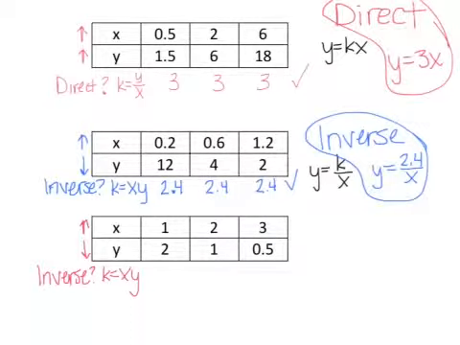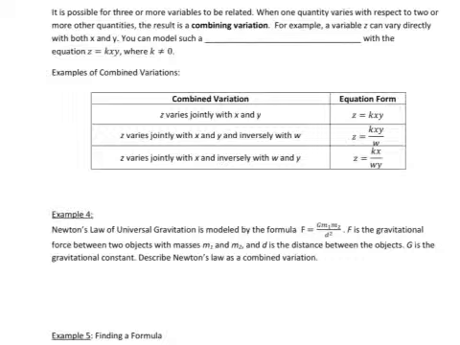All right. For this next part, I'm actually going to skip the little first paragraph. It says, it is possible for 3 or more variables to be related. So all we were dealing with on the front was x and y. Now we're going to throw in a z and maybe a w and who knows what else. When we have more than 2 variables, it's called a combined variation, or we're combining the variations. Here, for example, a variable z can vary directly with both x and y.